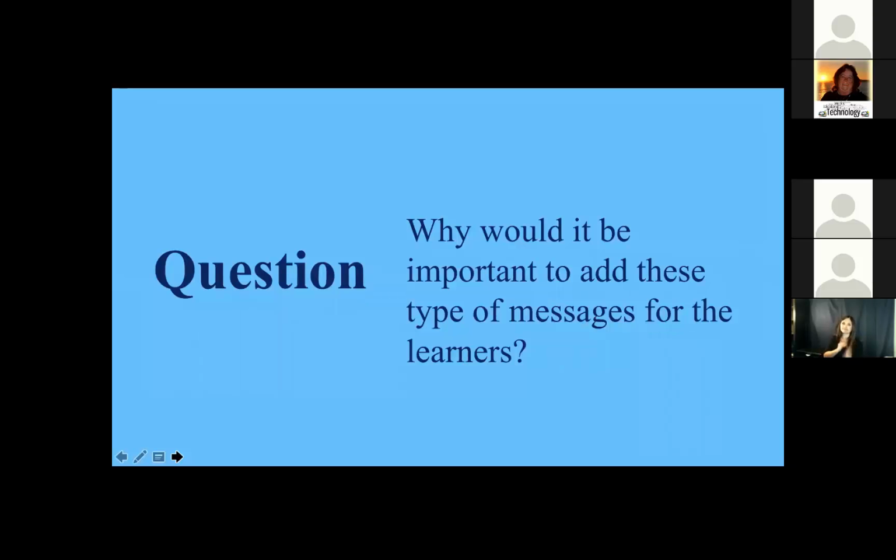Okay, so I want to ask you, why would you think it's important for us to add those type of messages for our learners? Why is it important?